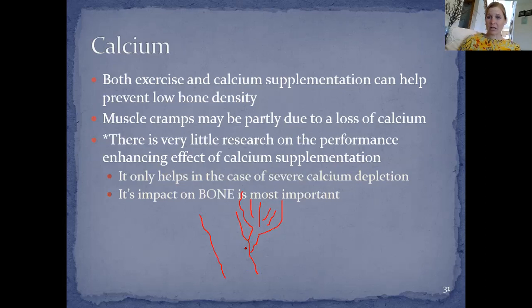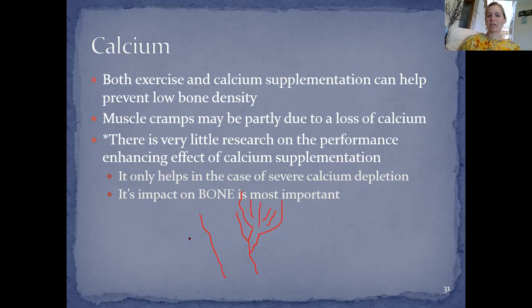If I'm strength training, maybe I'm not doing it as often, meaning that the repetitions aren't as great as how many contractions you would have with endurance exercise. However, you're going to ask this muscle to produce a lot more force. So the pull is significantly harder, think of it that way. And so that would also stimulate more bone growth. Okay. So again, both of those factors help us to prevent low bone density.